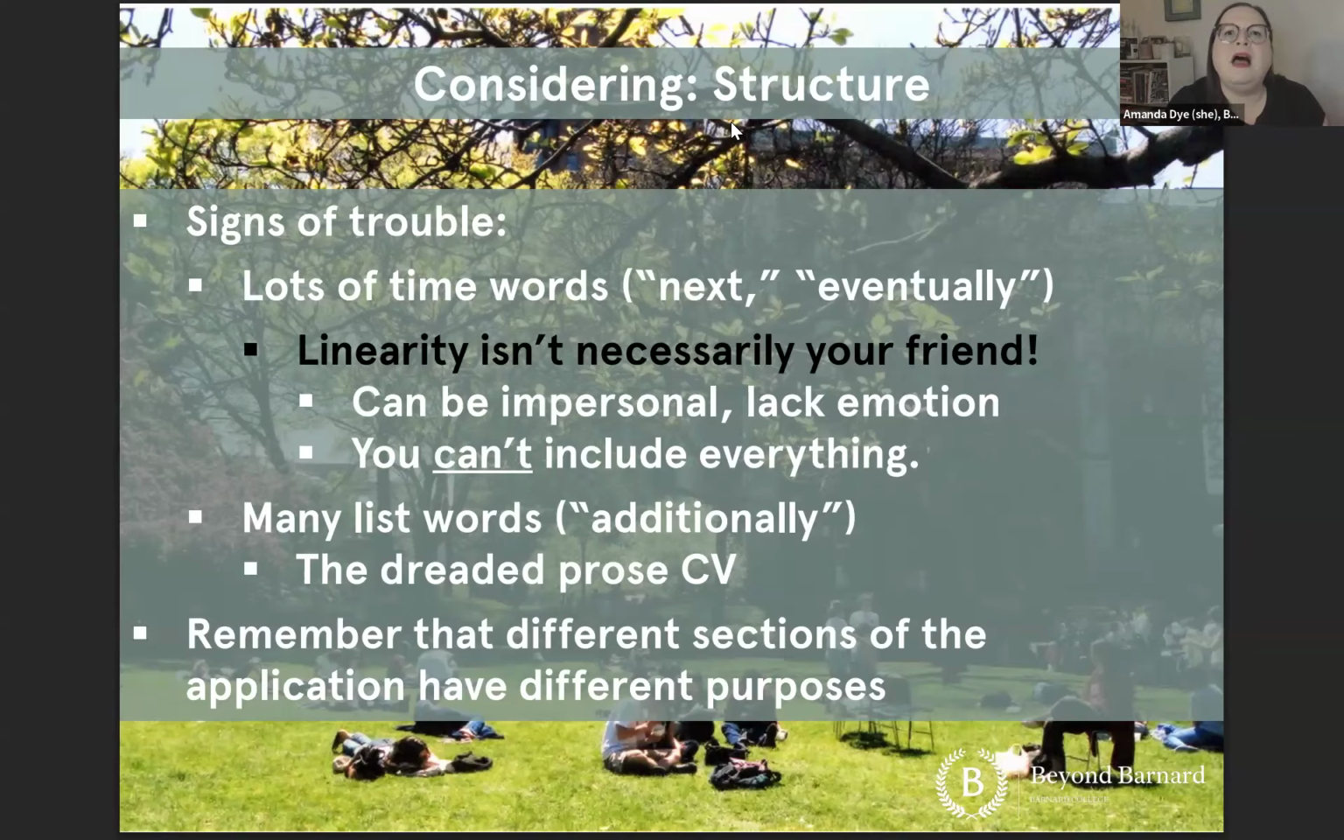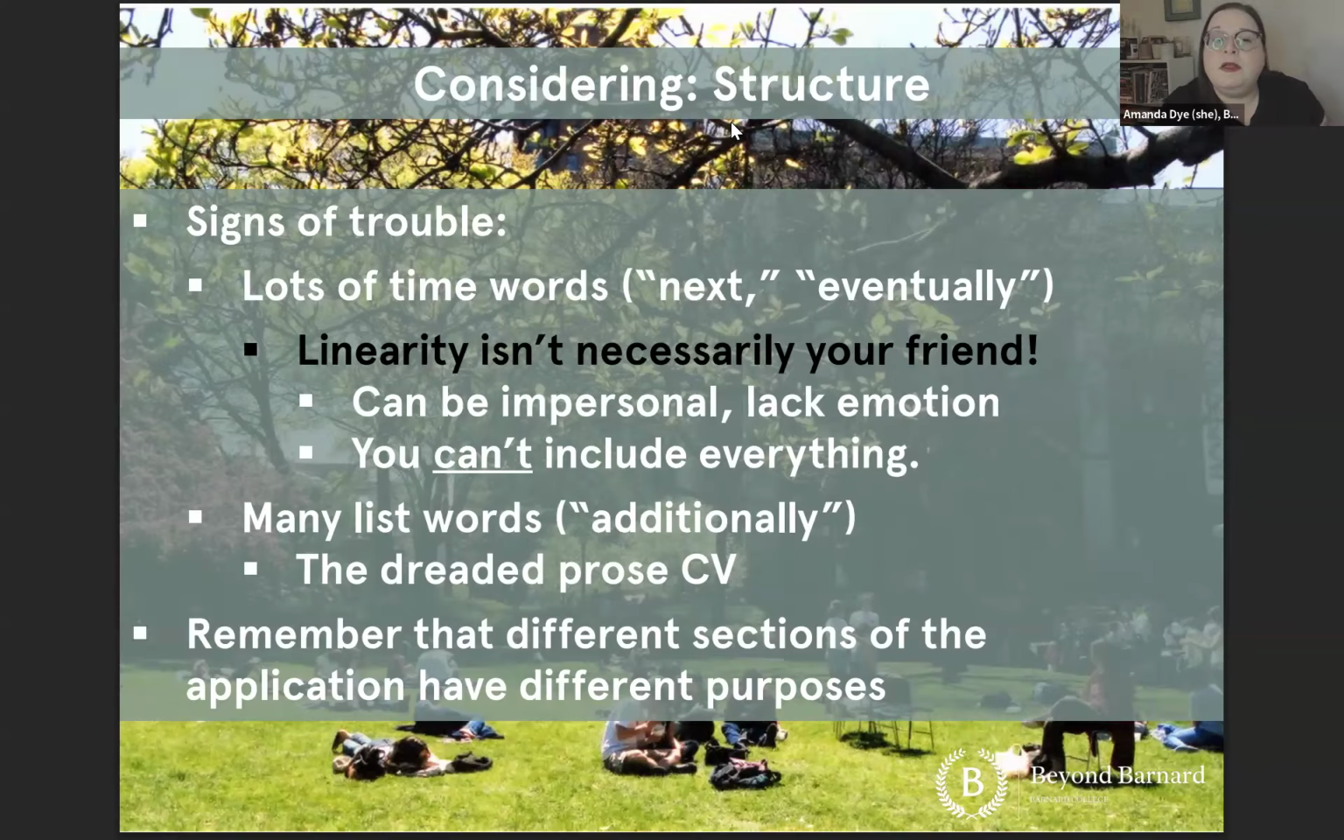It's a lot easier to share your own perspective if you're really highlighting the things that you consider important rather than presenting things just as they happened. If you've got a lot of list words, very similarly, especially if you're talking about different experiences and referring to lots of them in a row, that can come across as a prose CV. So, just an exploration in essay form of your experiences.